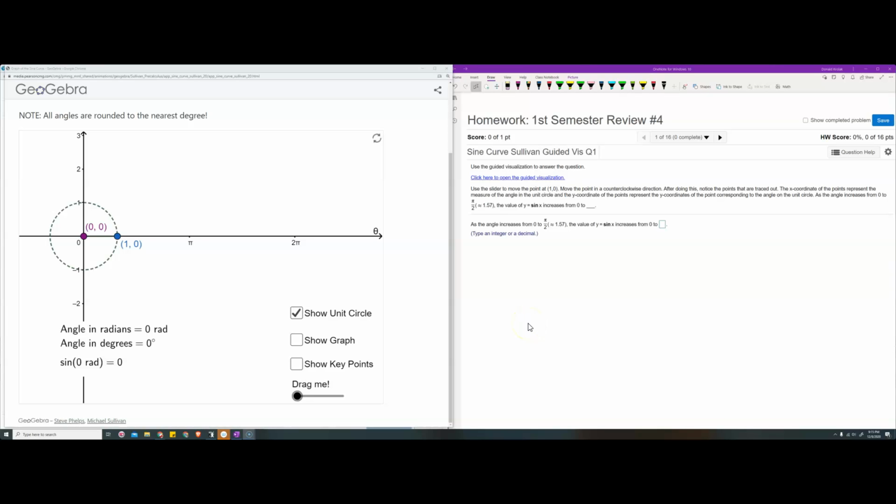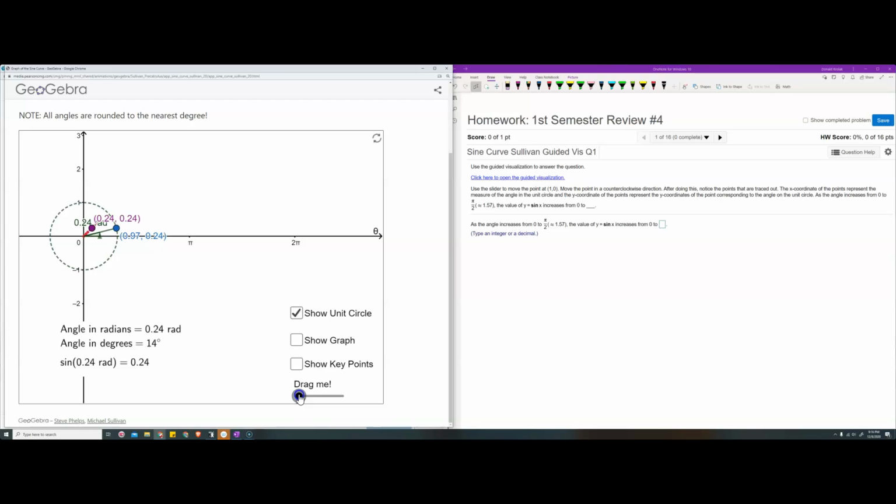Review 4, question 1. Use the guided visualization to answer the question. So over here on the left side of your screen is the GeoGebra app that we're going to use. And it says use the slider to move the point at 1, 0. So down here where it says drag me, you're going to move that point, and it moves it counterclockwise. Move the point in a counterclockwise direction.